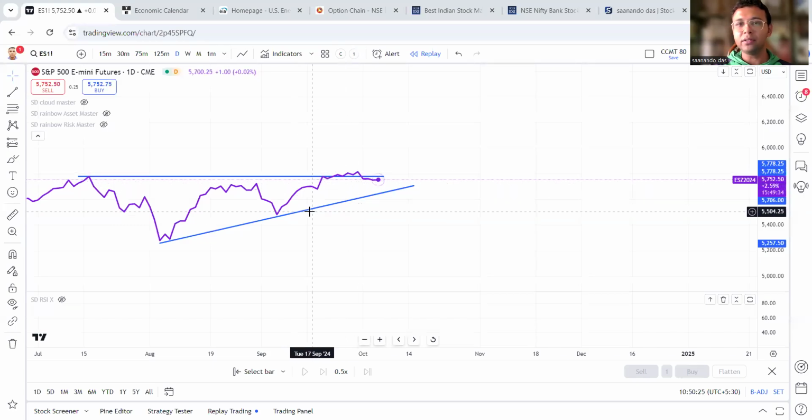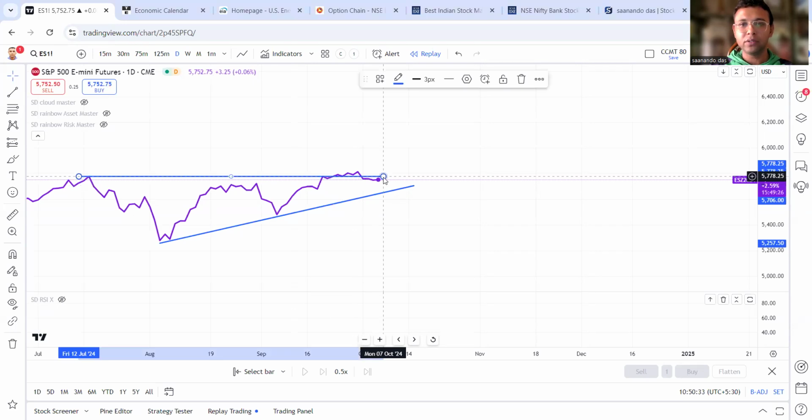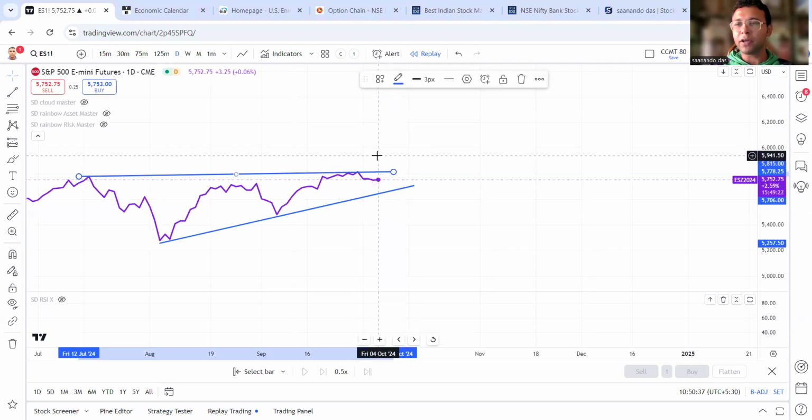So let's start with the market. The chart that you are seeing is the S&P 500, the US index, the overall benchmark index for the equities. Equities benchmark index is the S&P 500.